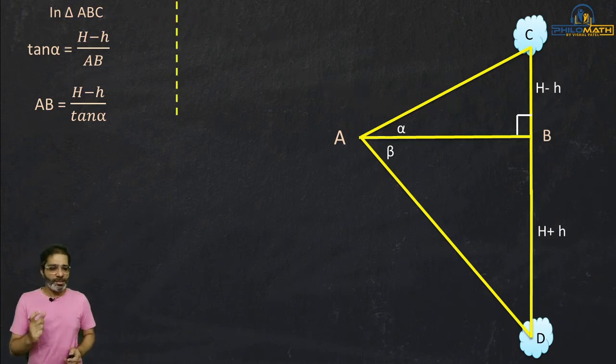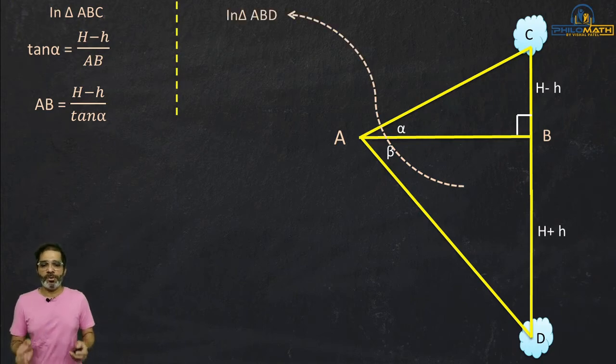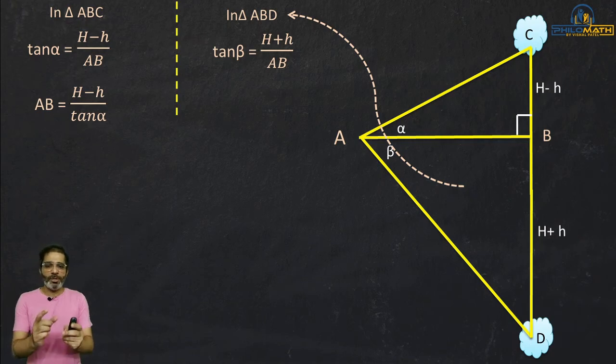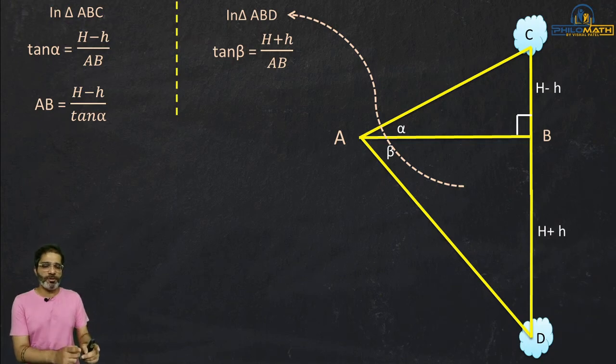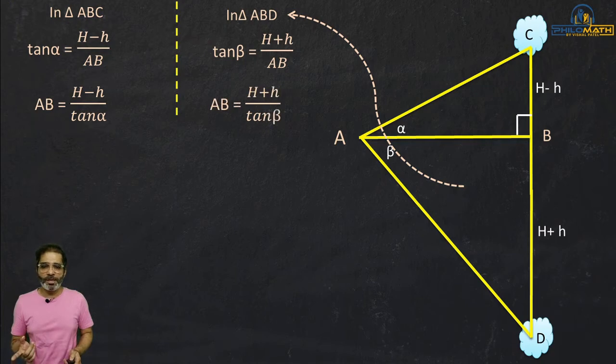Now let us take the second right angle triangle, that is triangle ABD. So in triangle ABD, I'm using the same thing, tan beta. Again we don't have the value of tan beta. So the next step what I'm going to do is just cross multiply. So in this step what we got, tan beta as (capital H plus small h) upon AB. You can see the figure, opposite upon adjacent. So if I cross multiply, I get the value of AB as (H plus h) upon tan beta.